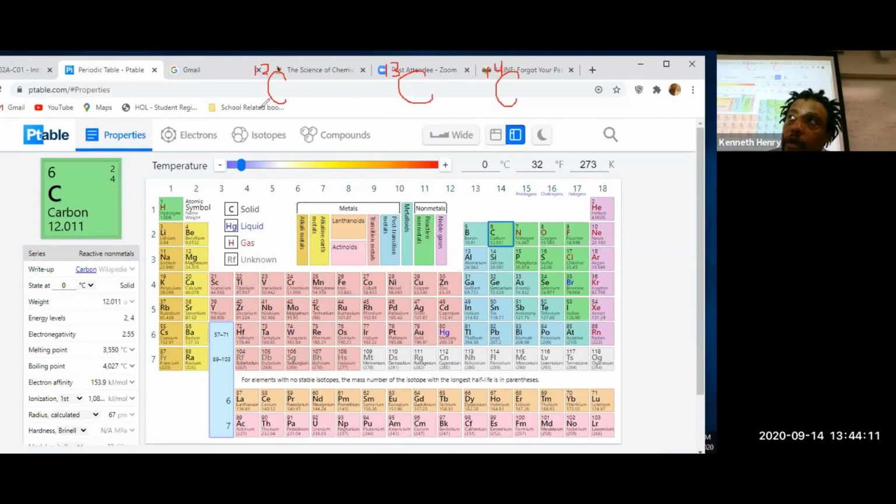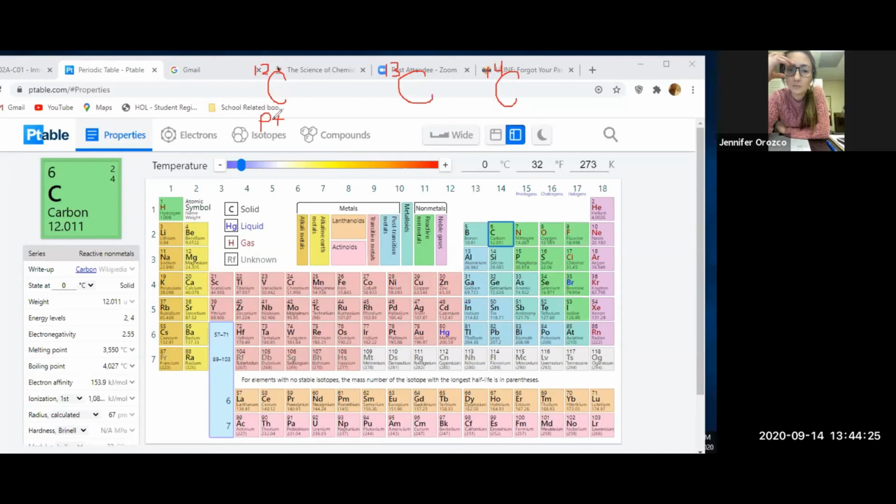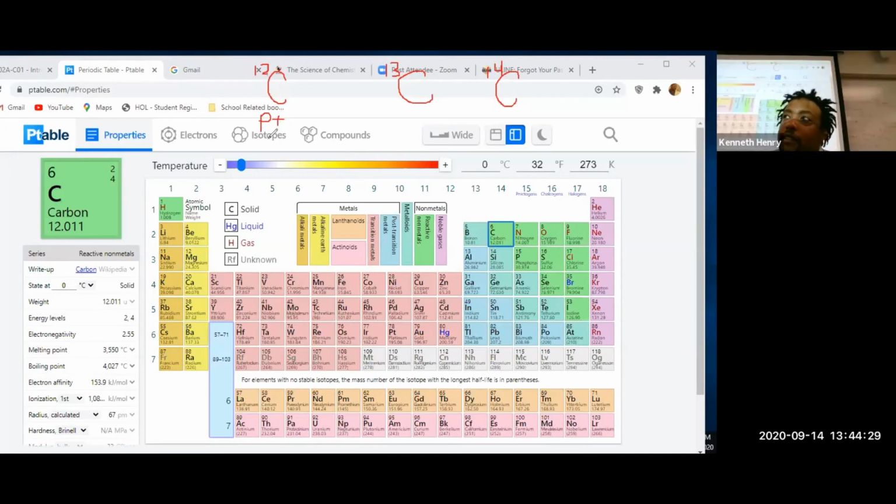So this carbon has how many protons? So how do we determine the number of protons? I know we talked about this. Half of the mass number? Nope, not the mass number. Number of protons. So, nope, it's not 12.